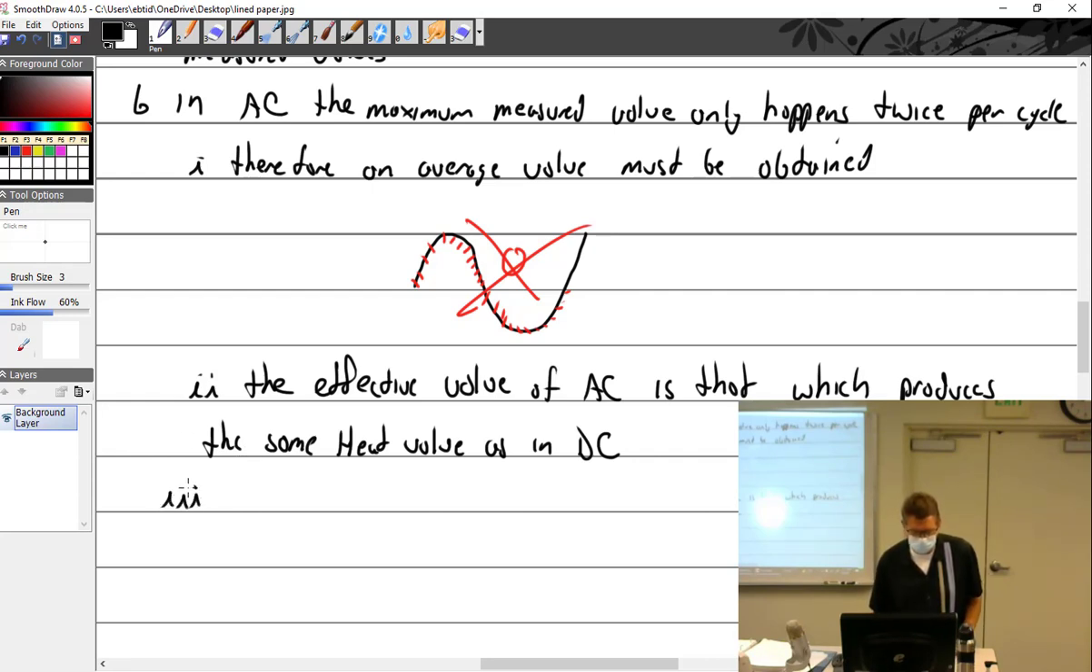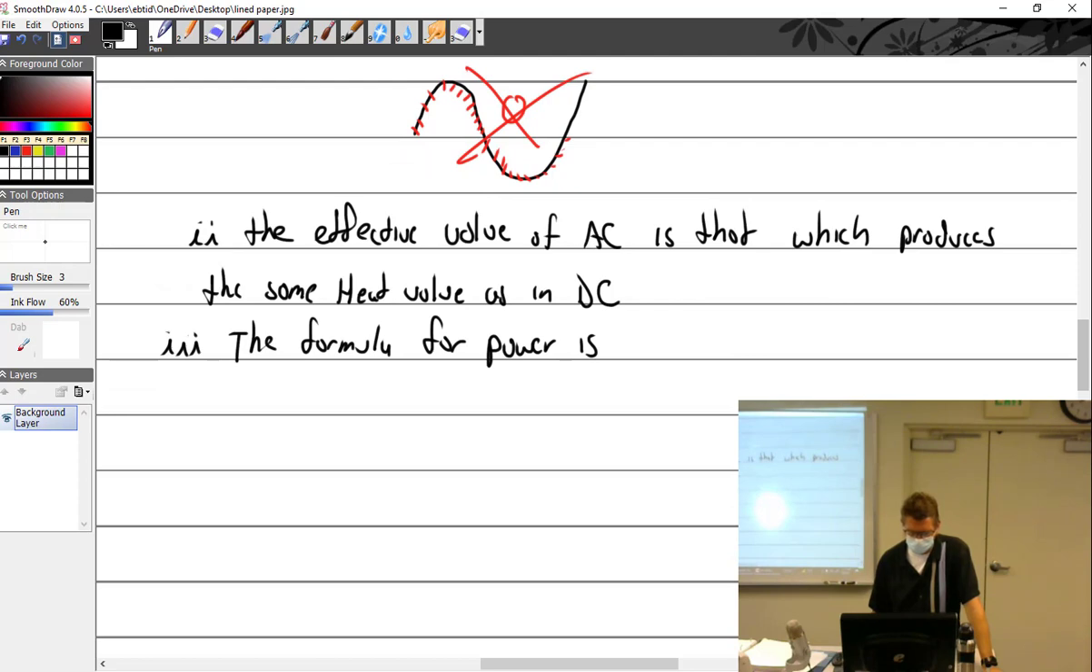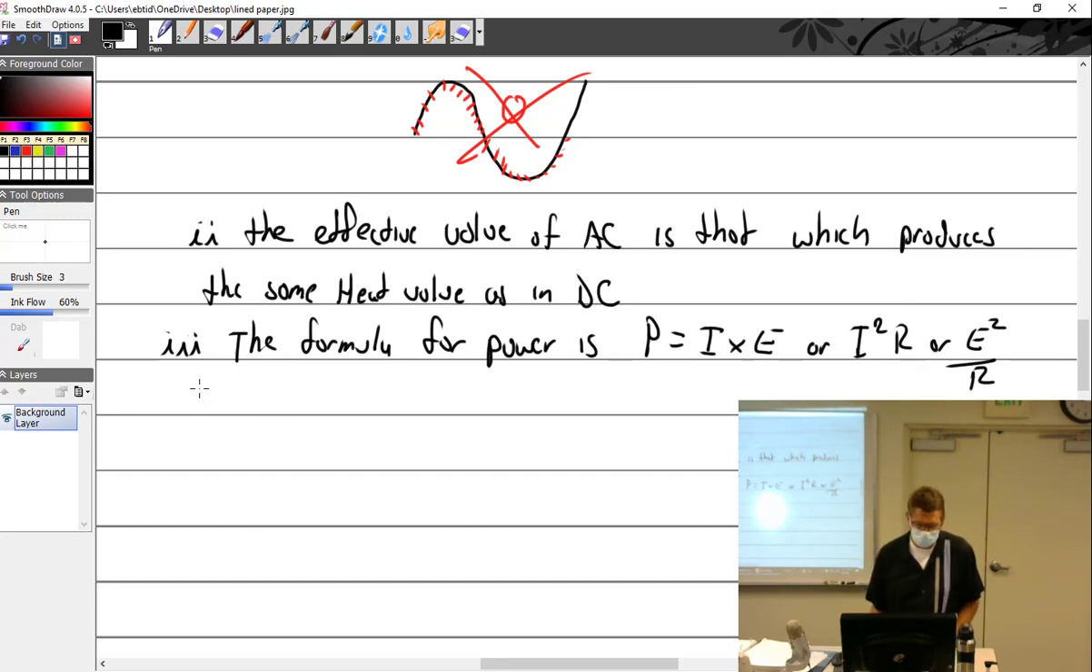So we've got, let's see. All right, so in AC, the formula for power is, you ready for this? Power equals I times E. Now, if we would have studied the Ohm's law wheel, which I really didn't make you do, it also gives you all of these. It is I squared times R, or E squared divided by R. So there's this squaring action that happens.